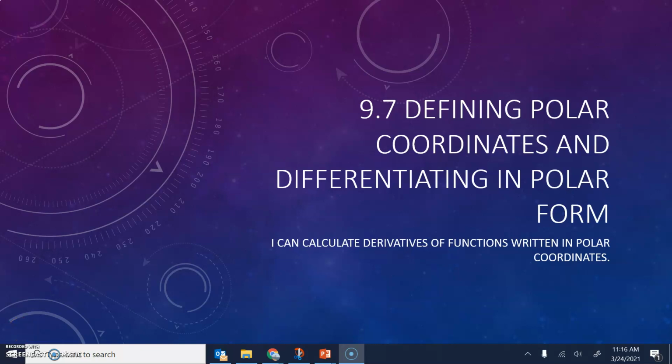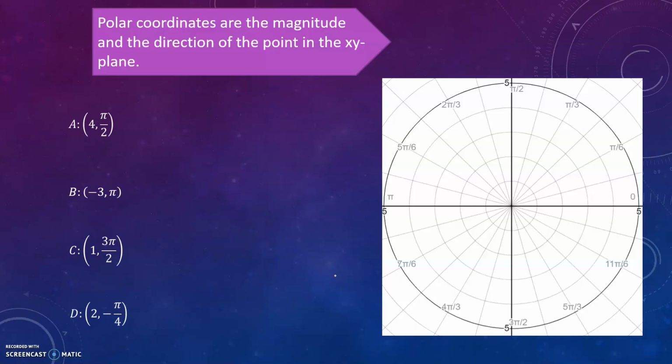So the next section is a shift from parametric and vector to polar coordinates and to polar functions. And we're going to be taking derivatives of polar functions today. Before we do that, I want to make sure you remember how polar coordinates work. Polar coordinates are going to be the magnitude and the direction. So the magnitude will be the distance to the origin, sometimes also called r. And the direction will be like the direction on the unit circle, so that's called theta.